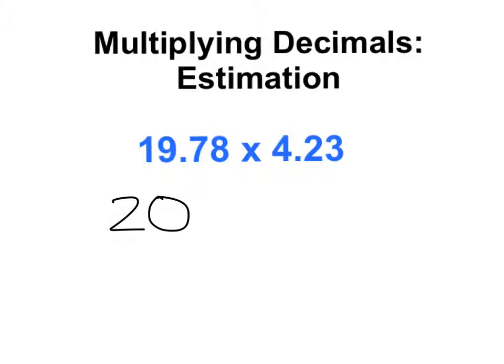And then I'll round 4 23/100 to the closest whole number, which would be 4. So I'm going to estimate this as 20 times 4, which is equal to 80. So the answer to 19 7/8 multiplied by 4 23/100 would be close to 80.